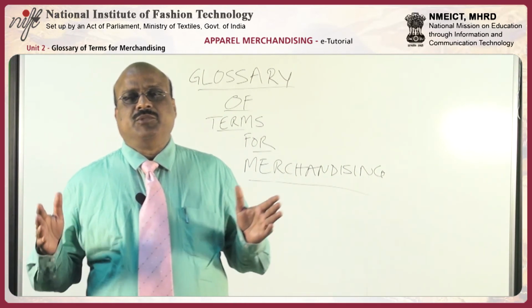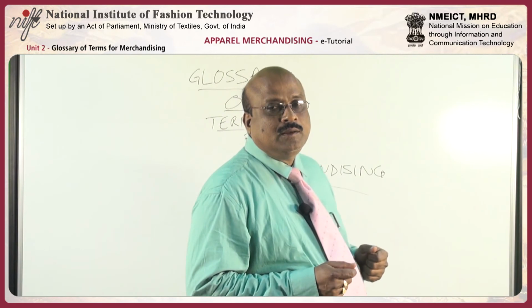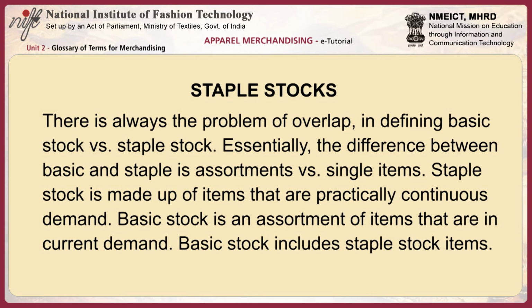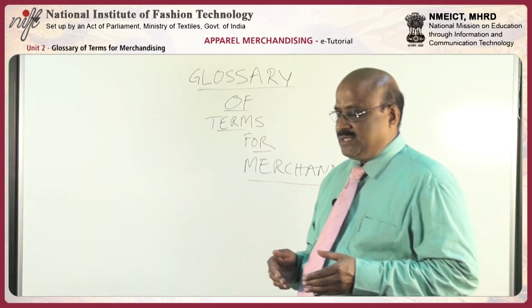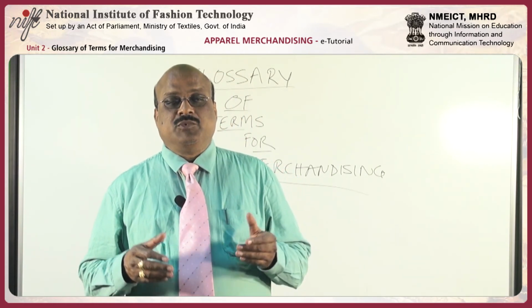The next term is staple stock. So what is staple stock? How do we understand this term? There is always the problem of overlap in defining basic stock versus staple stock. Essentially, the difference between basic and staple is assortments versus single items. Staple stock is made up of items that are in practically continuous demand. And basic stock is an assortment of items that are currently in demand. So basic stock means currently in demand, staple means continuously in demand. The basic stock includes staple stock items also.